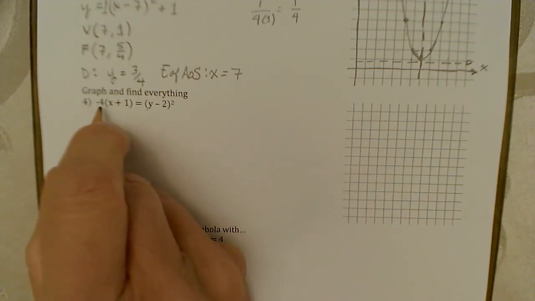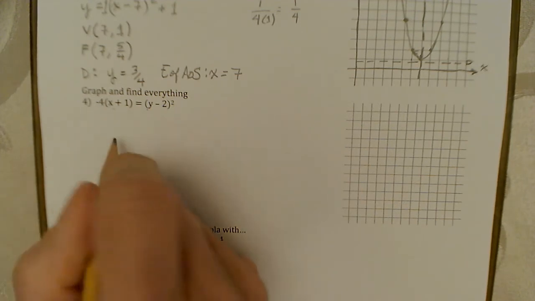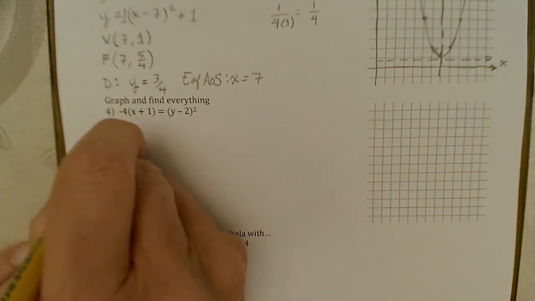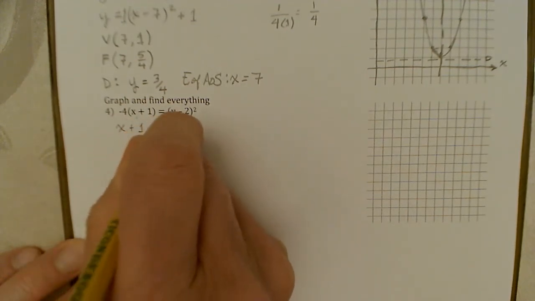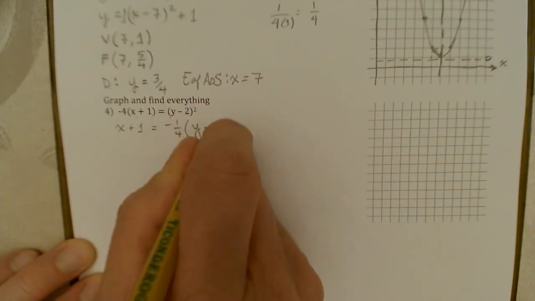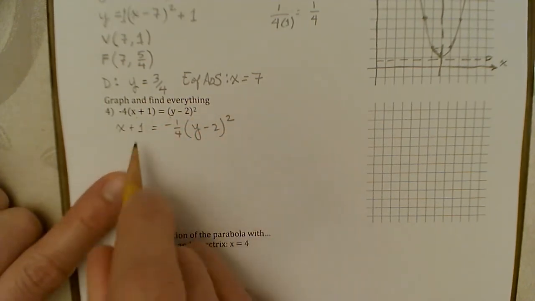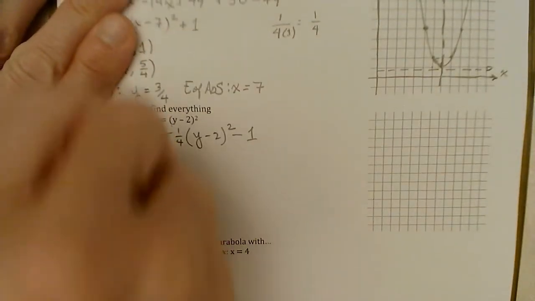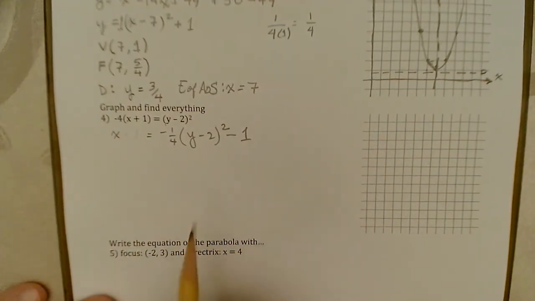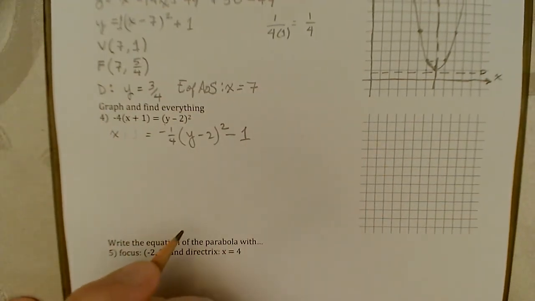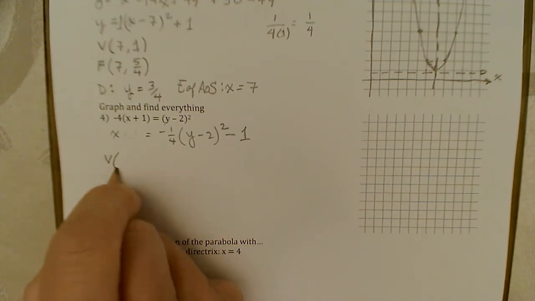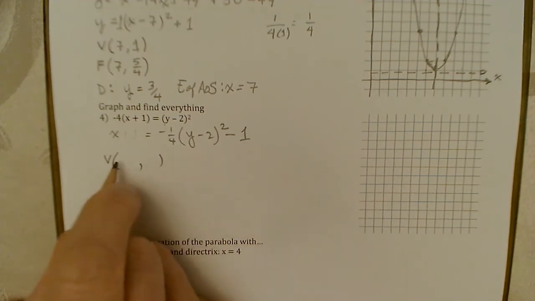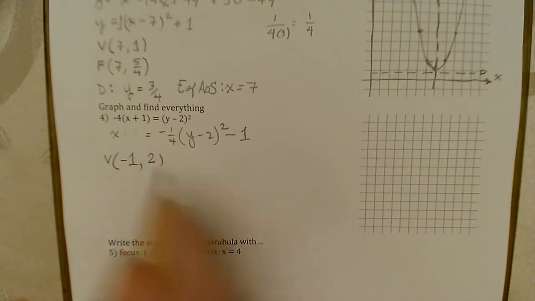All right, so first thing I'm going to do is get my x by itself, so get rid of this -4. So I'm going to divide both sides by -4, so I get x plus 1 equals -1/4 times y minus 2 quantity squared, and then ultimately I'm just going to subtract 1. So let me go back and just not have to rewrite that. All right, so x is equal to, and then here's the vertex form. Okay, so let's find the vertex. Careful of this one. Find the vertex. All right, that's going to be -1, 2.